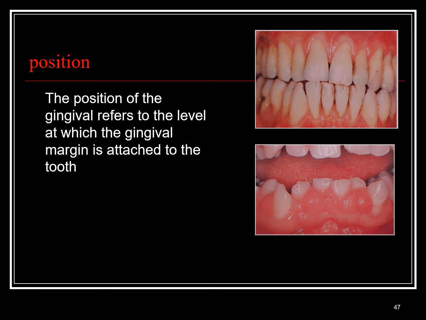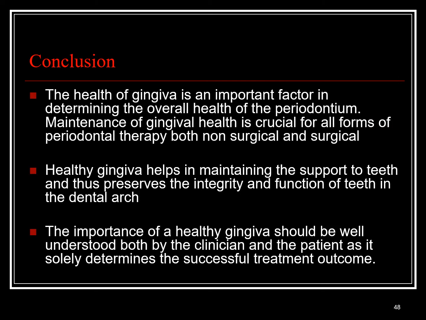The position of gingiva refers to the level at which the gingival margin is attached to the tooth. So now we conclude about gingiva. The health of gingiva is an important factor in determining the overall health of the periodontium. The maintenance of gingival health is crucial for all forms of periodontal therapy, whether non-surgical or surgical therapy. The gingival condition has to be maintained by brushing twice daily.